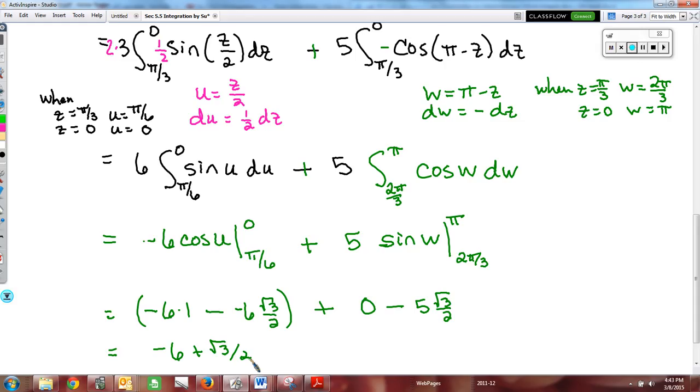All right, so hopefully this gives you a good idea of how to handle definite integrals when you do a u substitution.